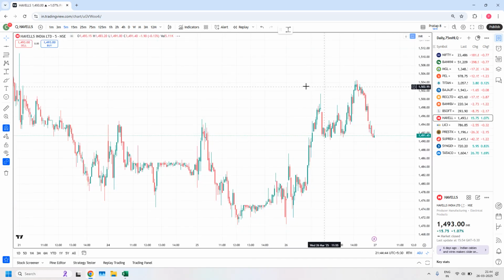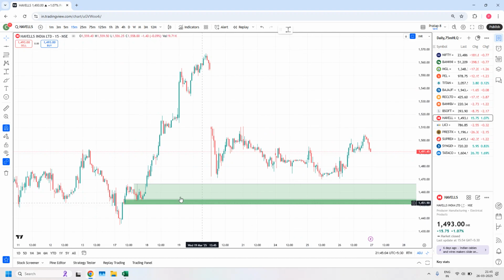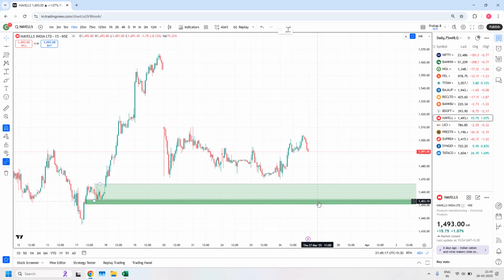Next one is Havells. This is a 75-minute zone. Rally, base, rally. At the distal line, we have a fine-tuned 5-minute zone. At the distal line, please do the calculation. And before that, there is no proper structure here. Here only you have rally, base, rally, follow through candle, 15-minute zone. Inside you have a fine-tuned 5-minute zone. From there it picked up the orders and price moved. So that is the area we want to plan our trade. But anyway, today prices did not reach.